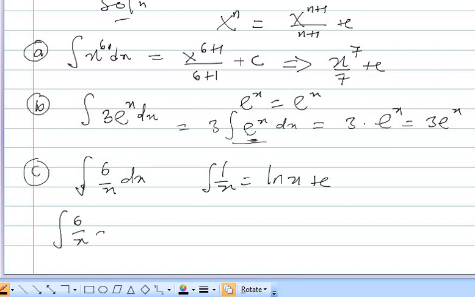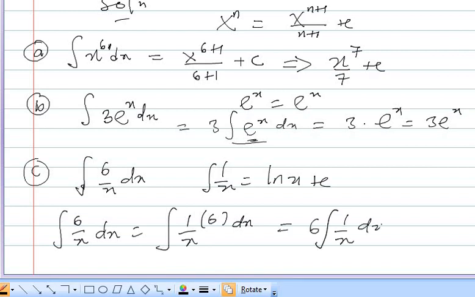So we can rearrange this: 6 over x dx is equal to 1 over x times 6 dx. So 6 will go out, and we can say 6 times the integral of 1 over x dx. So what is the integral of this? The integral of 1 over x is ln x, then times 6, so we can say 6 ln x.